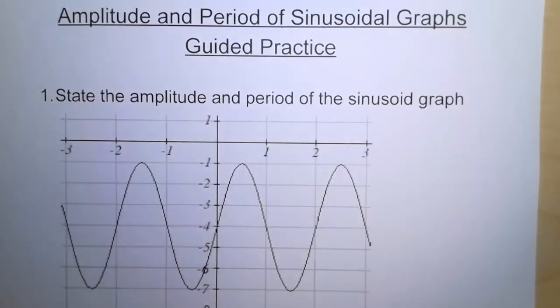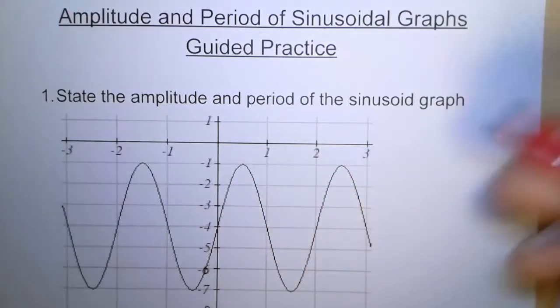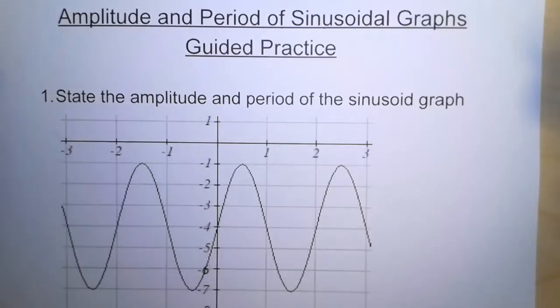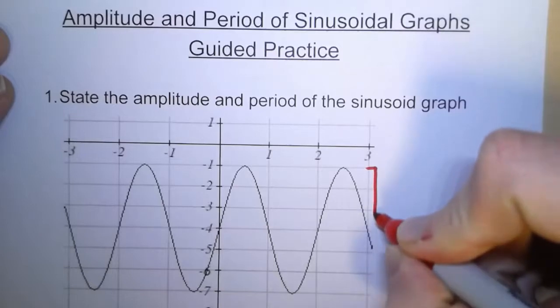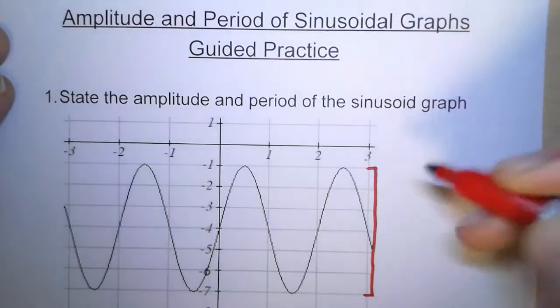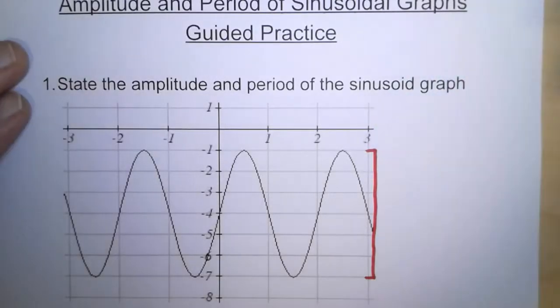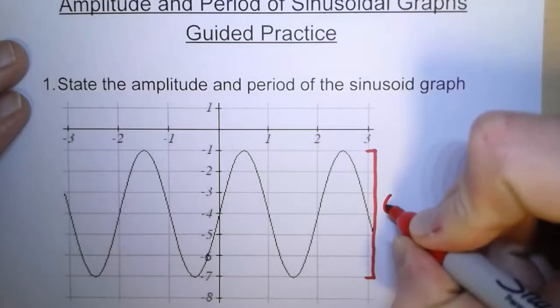So let's get started. Now, what is amplitude? When we look at a wave, and that's what a sinusoid is, it's just a technical term that means a wave, and it's just going to go up and down forever. The amplitude is saying, all right, what's the high point? And then what's the low point? So in this case, the high point is 1, and the low point is negative 7. So how wide is this? So this has a width of 6.